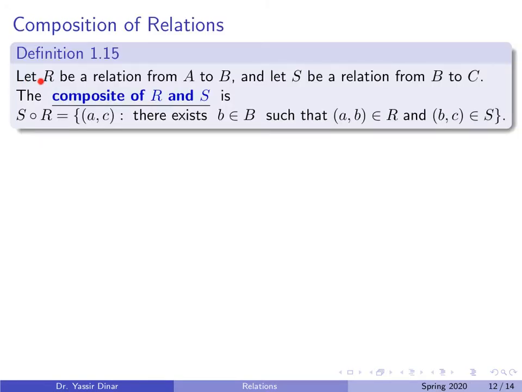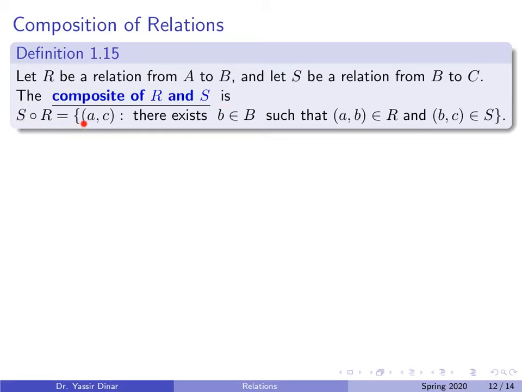For the definition, let R be a relation from a set A to a set B, and let S be a relation from a set B to a set C. Note that the relation R is to the set B, while the relation S is from the set B. Then the composition of the relation R and the relation S is denoted by S circle R.